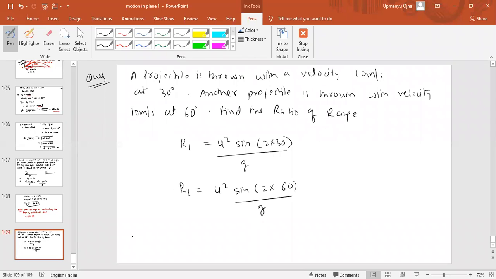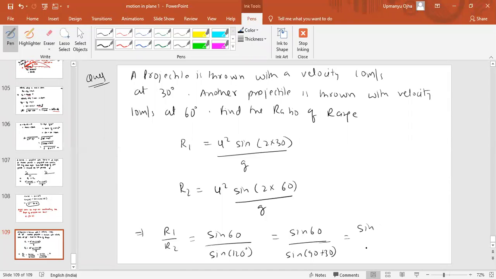You have to find the ratio of the range. So we can write R1 by R2 equal to sine 60 by sine of 120 degree. Sine 120 can be written as sine of 90 plus 30, which is cos 30. So sine 60 by cos 30 is equal to 1 is to 1. So for complementary angles, the range ratio is 1 is to 1.